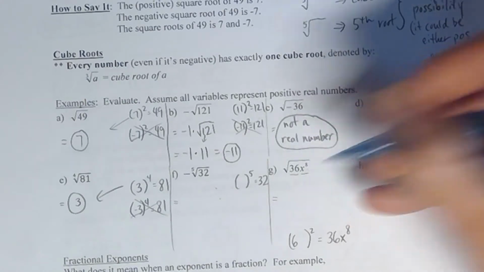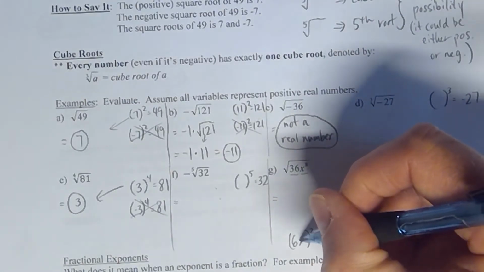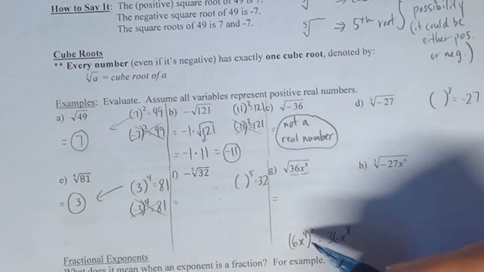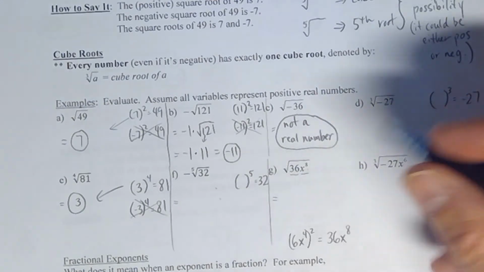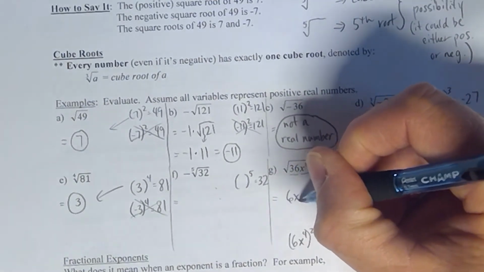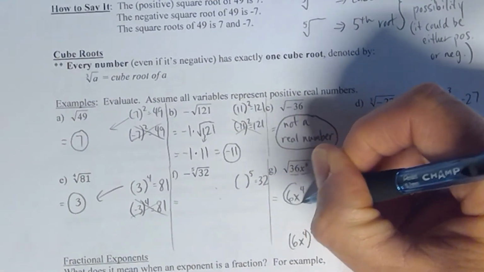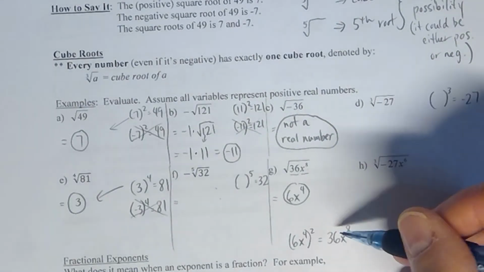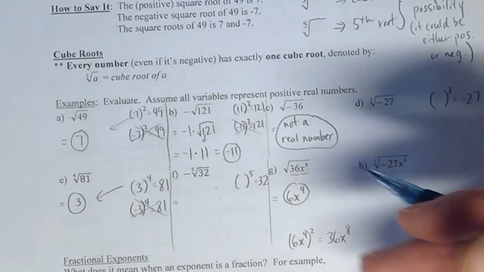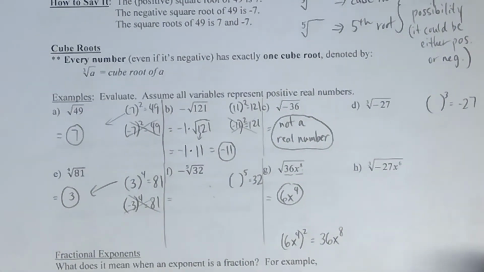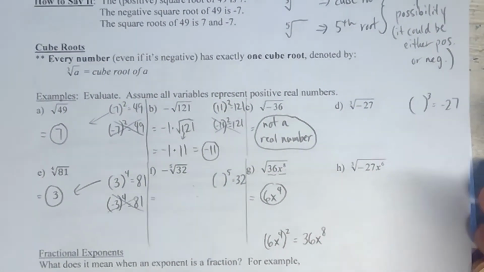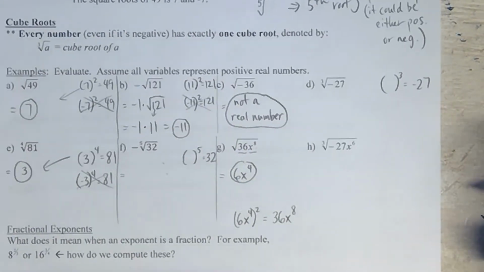Then we look at the x to the 8th, and 4 times 2 is 8, and so x to the 4th must be the correct thing to put in there to match up with x to the 8th. So the answer is 6x to the 4th. Yes, it's true that negative 6x to the 4th would also equal 36x to the 8th, but again, we only want the positive answer because it's a square root. So that's why that's 6x to the 4th.